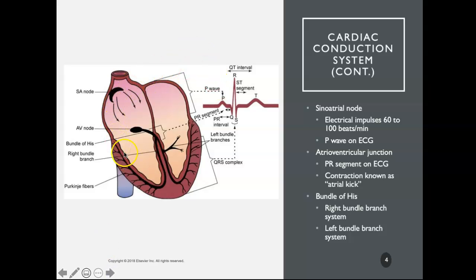And there's just another picture. Again, normal, the SA node is going to be 60 to 100 beats a minute. You'll see that as the P wave on that EKG. The AV node is that atrioventricular junction right in between the SA node and the ventricles. That's the PR segment, like I said, also known as the atrial kick. It kicks that impulse on down through the ventricles, the bundle of His, and goes out to the right and the left bundles and out to the Purkinje fibers.